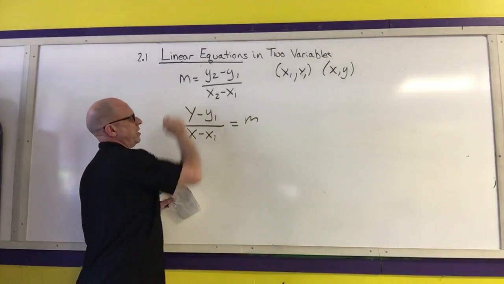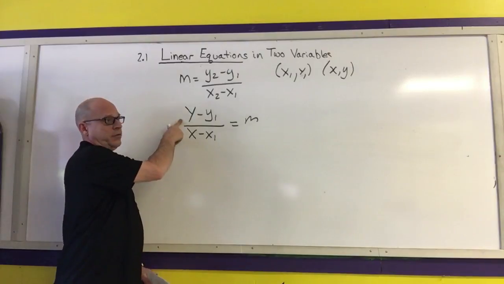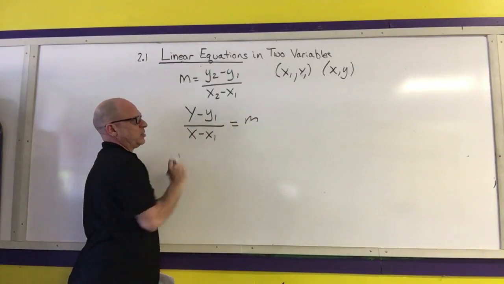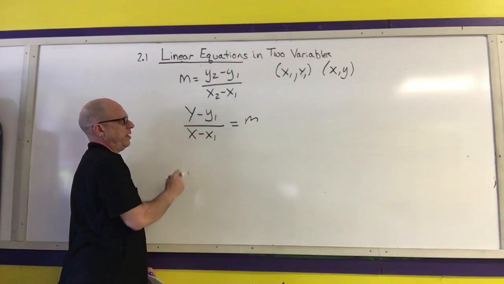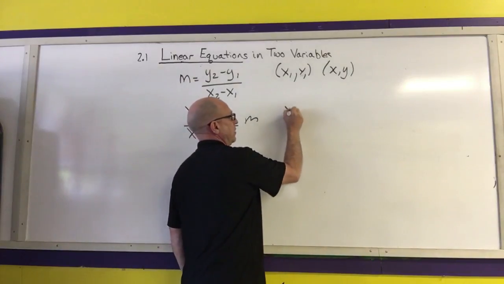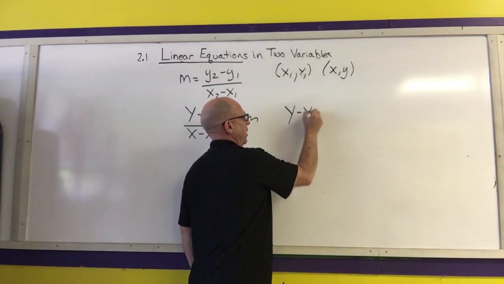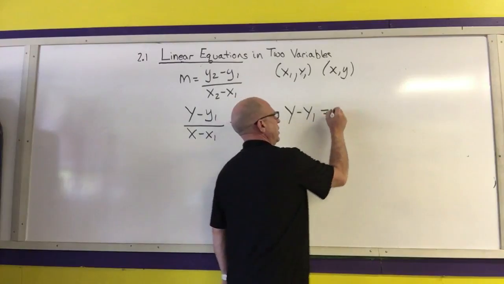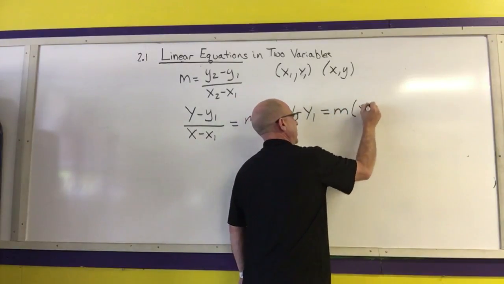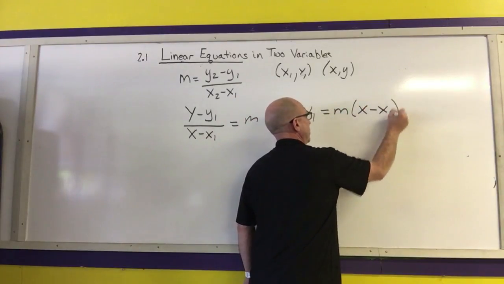And again, I just switch sides here. I'm going to move the x minus x1 over to the other side by multiplying both sides by it. And I get the following equation: y minus y1 equals the slope times x minus x1.